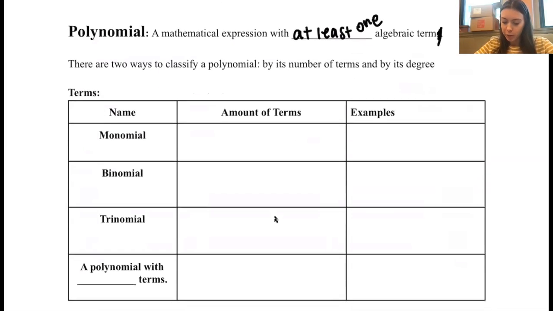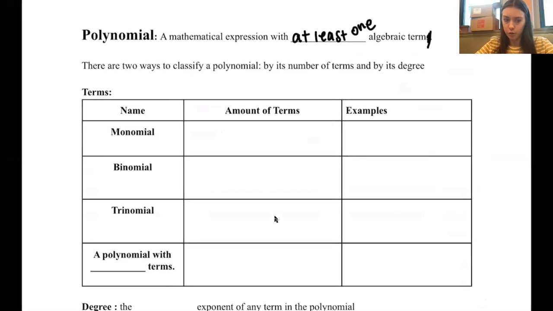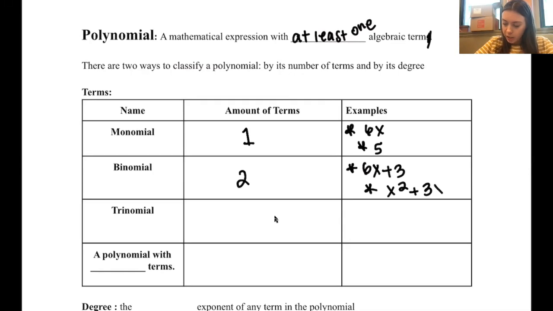And so these are pretty easy to remember because you probably have used some of these words in English, but mono means 1. So the amount of terms in a monomial is 1. And so that can be an expression with an x, like 6x, or that can be just 5. 5 is actually considered a polynomial. A binomial has 2 terms. So 6x plus 3 is a binomial. x squared plus 3x would be considered a binomial.